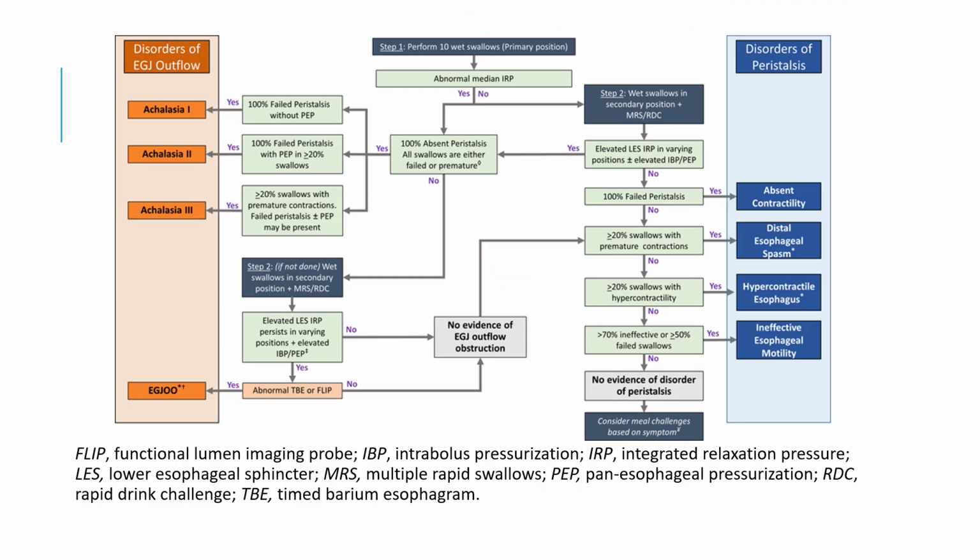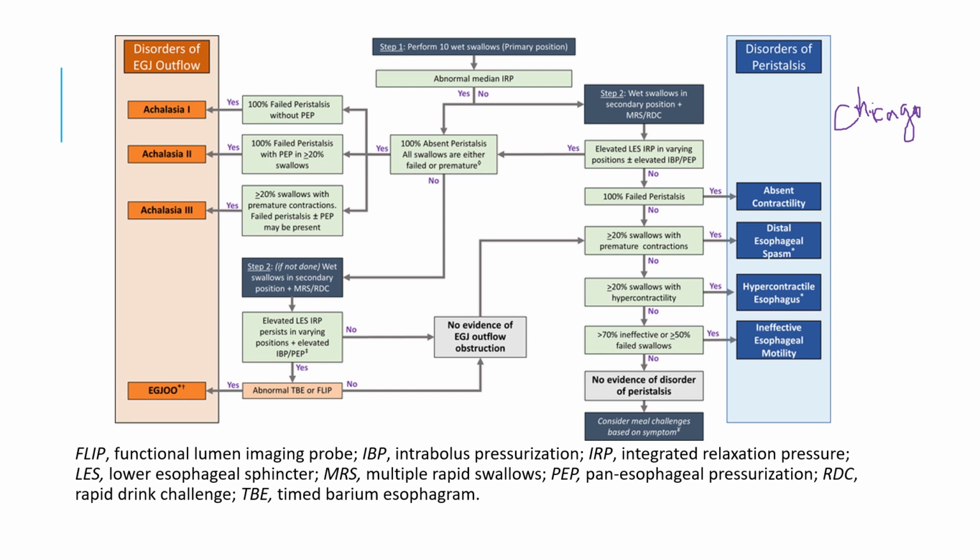Now this is how we do a manometry, and this is called the Chicago classification for manometry, because when we do a manometry, we can identify if there is an achalasia-like thing or another contractile problem or spasm of the esophagus. So this is called the Chicago classification.